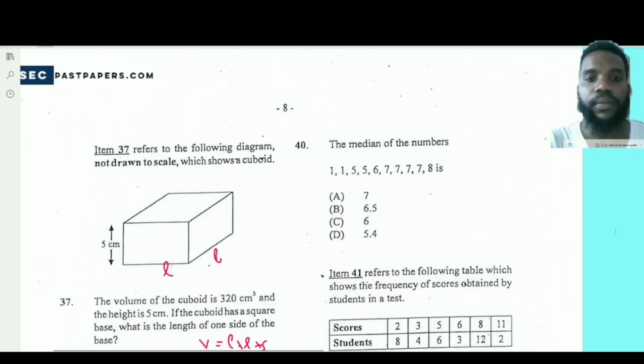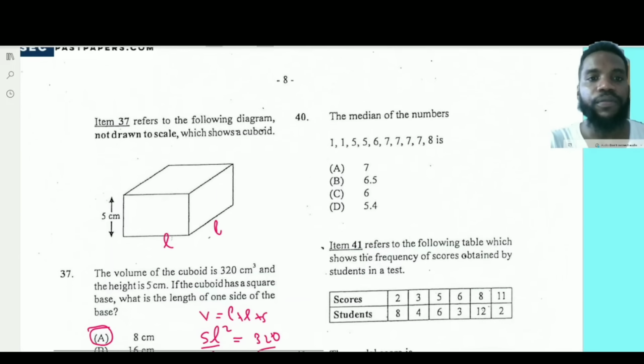Question number 40. The median of the numbers. Median means the number in the middle. Now let's check if the numbers are in order, because to find the median, the numbers must be in ascending or descending order. They are in order, right? So you need the two middle numbers.